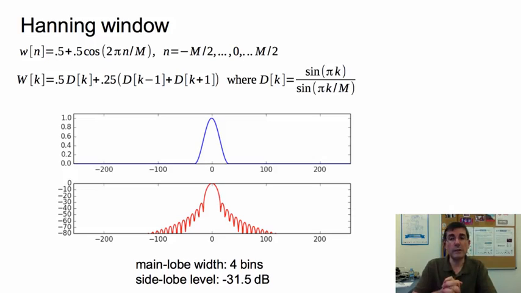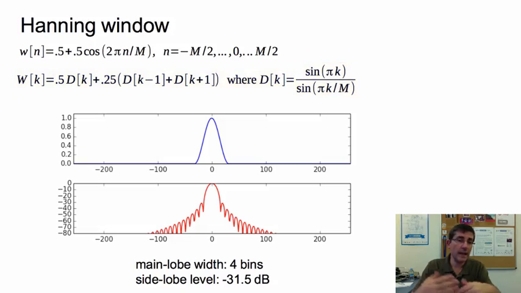Maybe the most popular window is the Hanning window, which is a raised cosine. So the equation is we do 0.5 plus 0.5 of the cosine, so this raises the cosine, so it's just one cycle of a cosine. And if we compute the spectrum, it also can be expressed as sums of the sinc functions. In fact, all the windows can be expressed in the time domain by sums of cosines, and in the frequency domain by sums of this sinc function. So in this case, it is the sum in the frequency domain of 3 sinc functions.